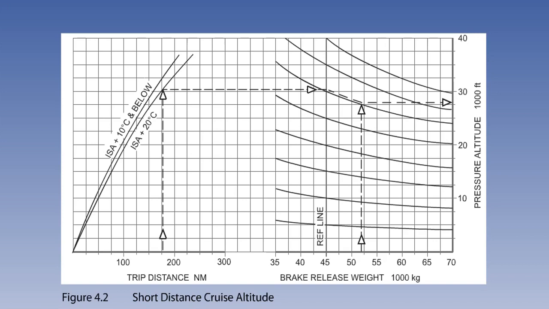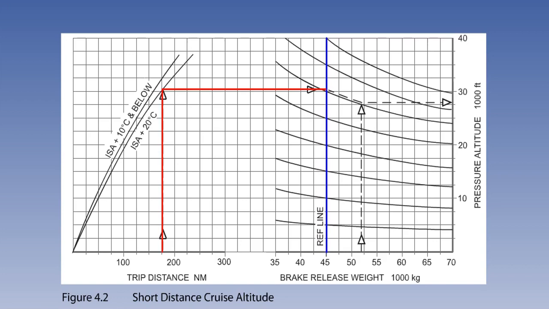Figure 4.2 is used to determine the optimum altitude for a short-range cruise of up to approximately 230 nautical air miles track distance. The climb and descent distances are included in this, and the altitude found from the graph is one where the aircraft can maintain level flight for at least 1 minute.